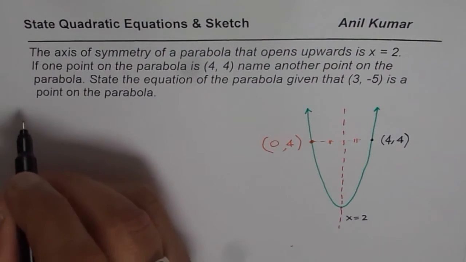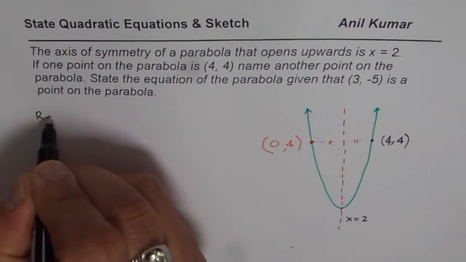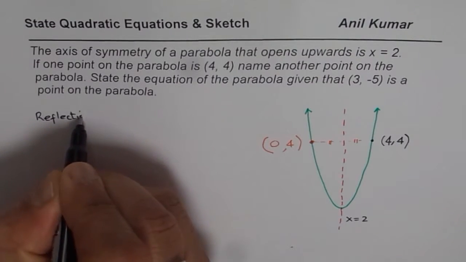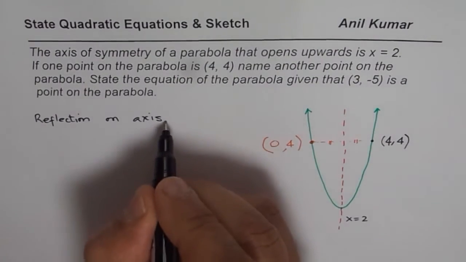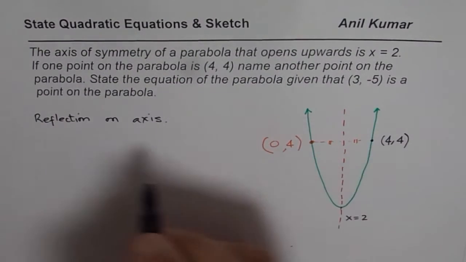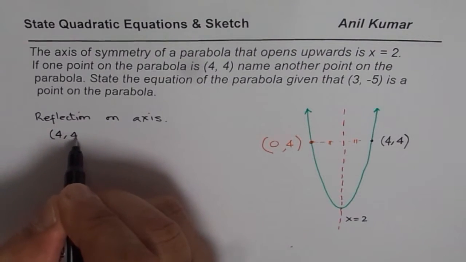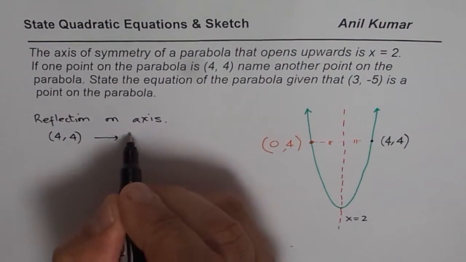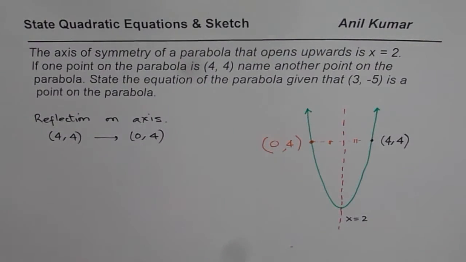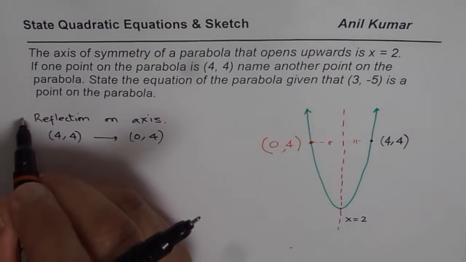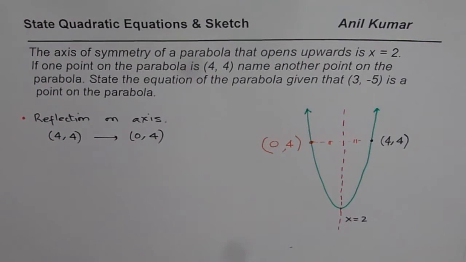And the concept here is reflection on the axis. I hope you understand that point. So we found the image point of (4, 4). We are given (4, 4). We reflected it, right? And we got the point (0, 4). So that is the first solution, right? I hope you understand and appreciate this part. Many times I find the students just write a point, maybe correct, but they don't understand why this statement is there in the question.